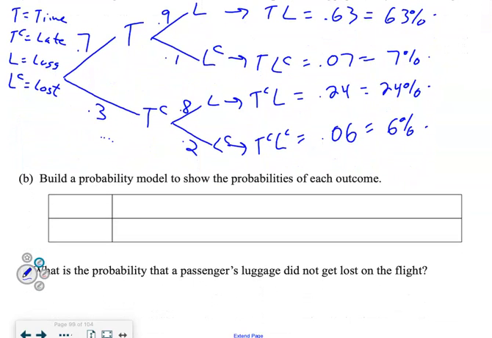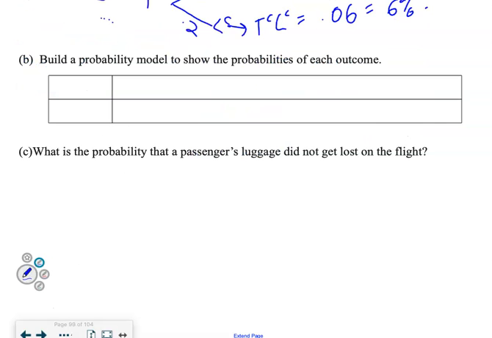Now it says build a probability model and show all the outcomes. So on the last one, we could kind of group some things together. This one, we can't really group things together because they're kind of all different. So I have outcome and then the probability of that outcome, okay? So I'm going to use the notation since I did it. So on time with my luggage, on time I lost my luggage, late with my luggage, late, no luggage.